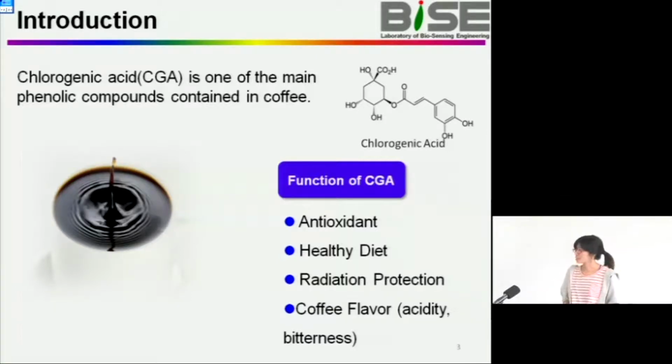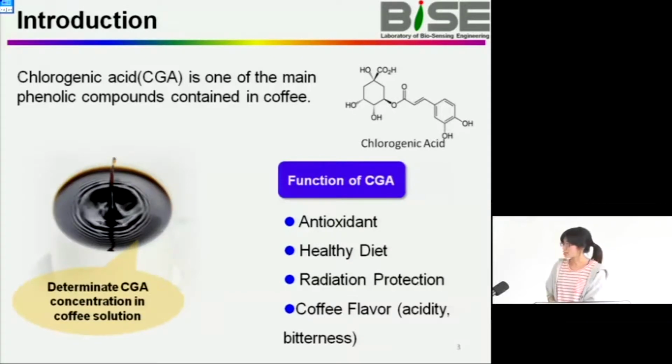Chlorogenic acid has antioxidant properties. It can prevent body cells from oxidation. It plays an important role in a healthy diet. It can prevent people from radiation harm. It also contributes to the formation of coffee flavor, such as acidity and bitterness. So based on these functions, determining CGA concentration in coffee solution becomes necessary.